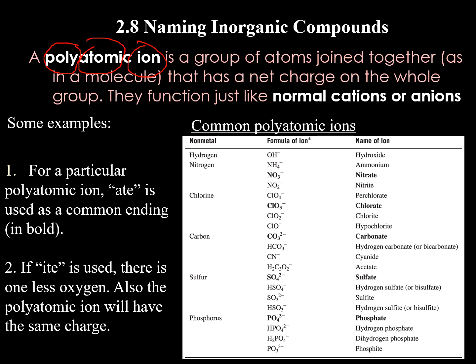So here's a table which we need to be familiar with. I don't like to say memorize, but we do need to be familiar with through practice. All of these are multiple elements, and they have a charge. And if we look here, about 90%, 95% of them have oxygen involved. So the most common ones here are in bold.